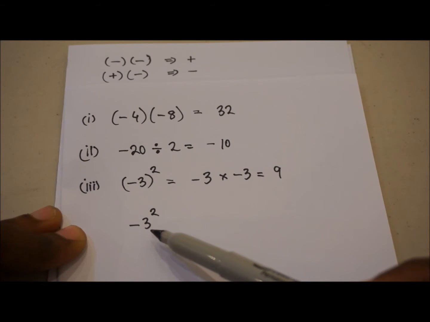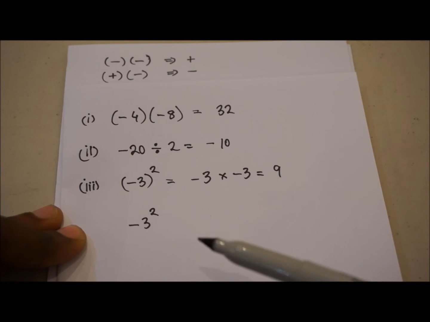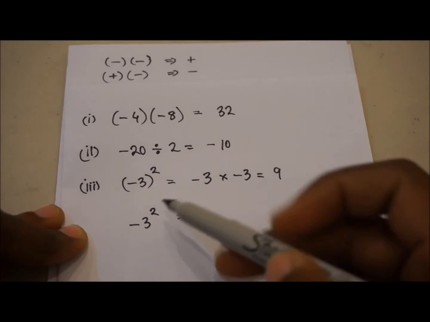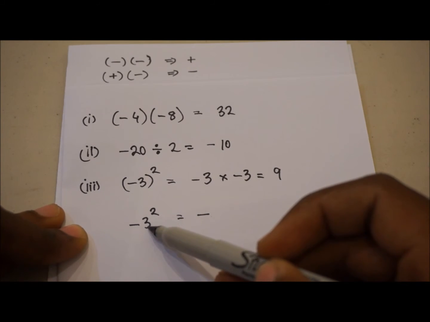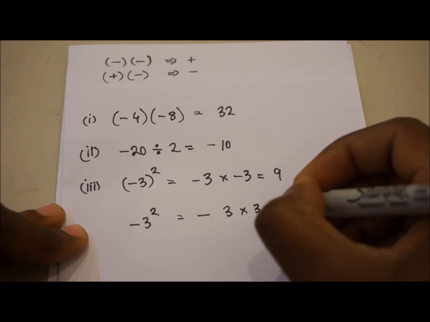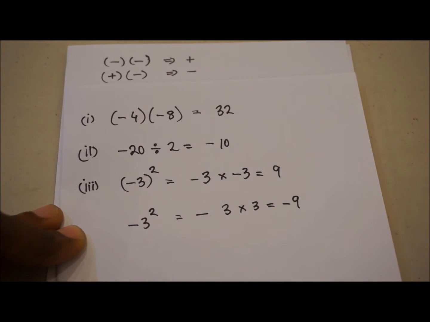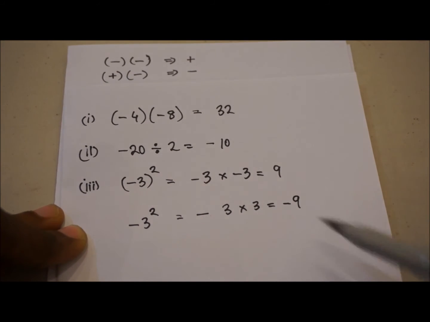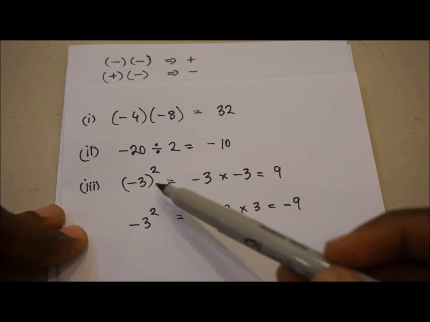As compared to this example, the 2 is only on 3. Therefore, I can write back my sign and then do what the exponent says. The exponent tells me take the 3 and multiply it by a 3 again. So 3 times 3. In this case, my answer comes out to be a -9 because it's a -3 times 3. Notice the difference between these two problems and how important it is for the bracket.